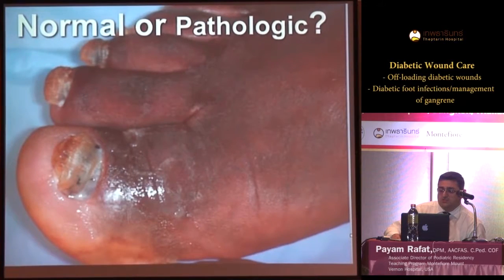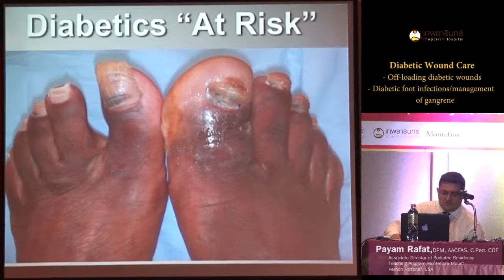So some people may say that it may be normal, could be pathologic. It's always good to assess both sides. So if you compare the two sides, you can see a dramatic difference. So it's always good to make sure you have them take both their shoes off so that we're comparing both sides equally.